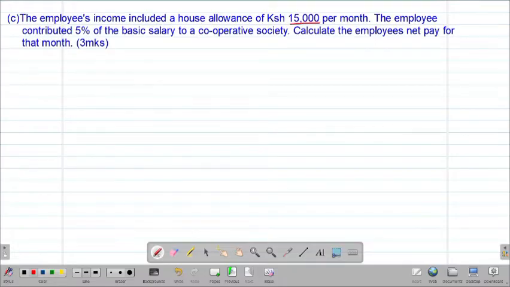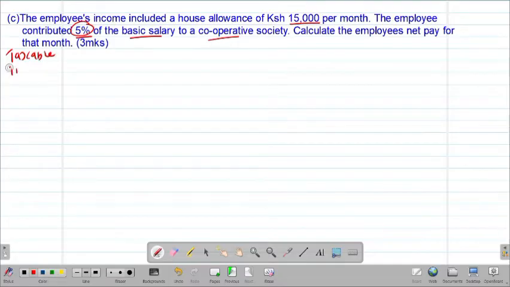Then the employee contributed 5% of his basic salary to a cooperative society. Calculate the employee's net pay for that particular month. So we first of all need to get this cooperative society contribution, which was 5% of the basic salary. So this implies that we need to have the basic salary. Of course, the formula connecting the two is the formula for the taxable income.